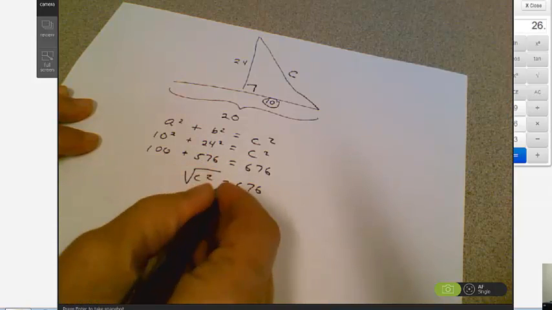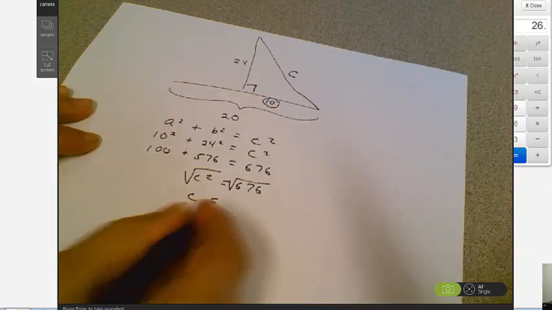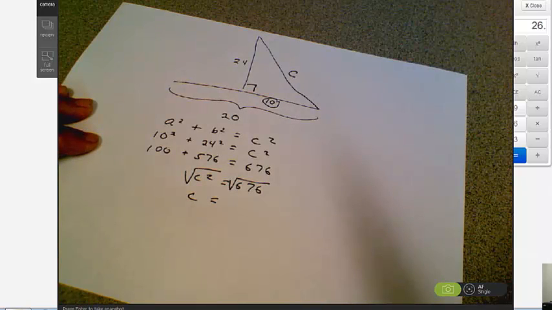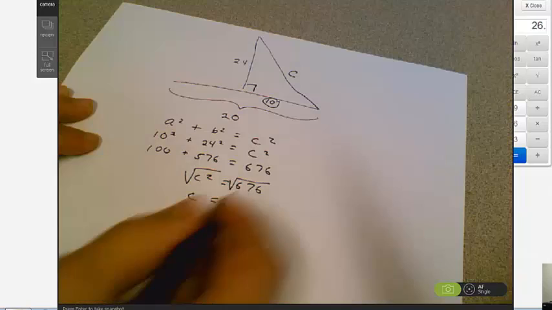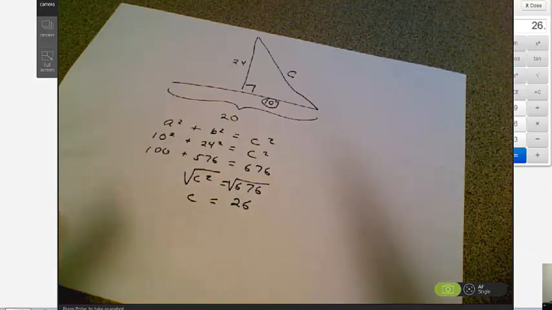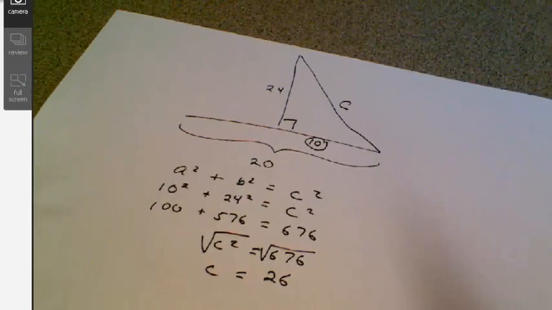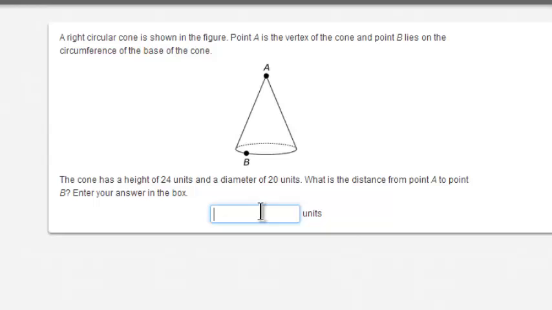I want to find c, so I would have to go back and use my graphing calculator and find out that the square root of 676 is 26. So the answer is 26 units.